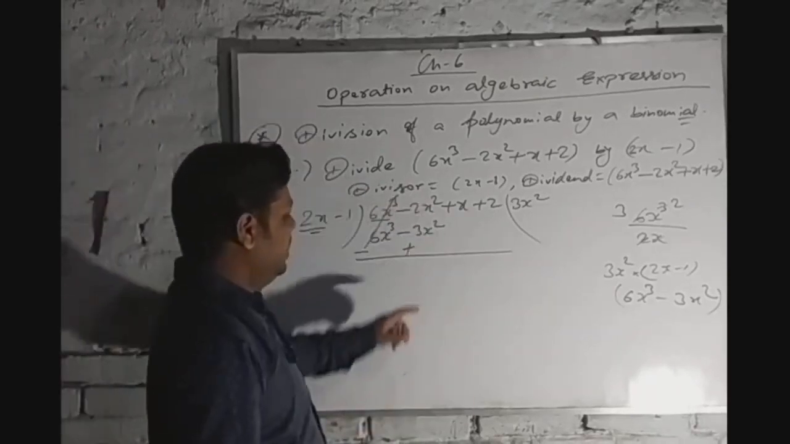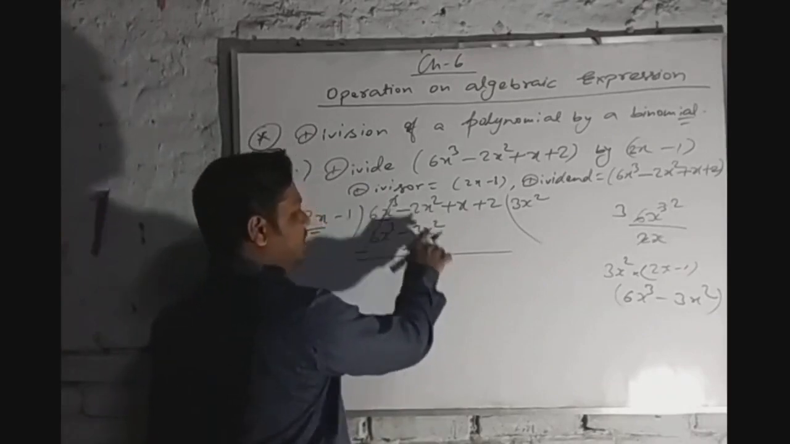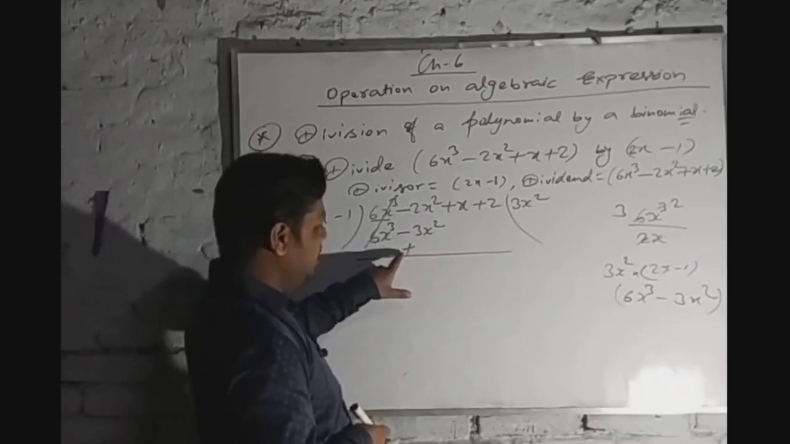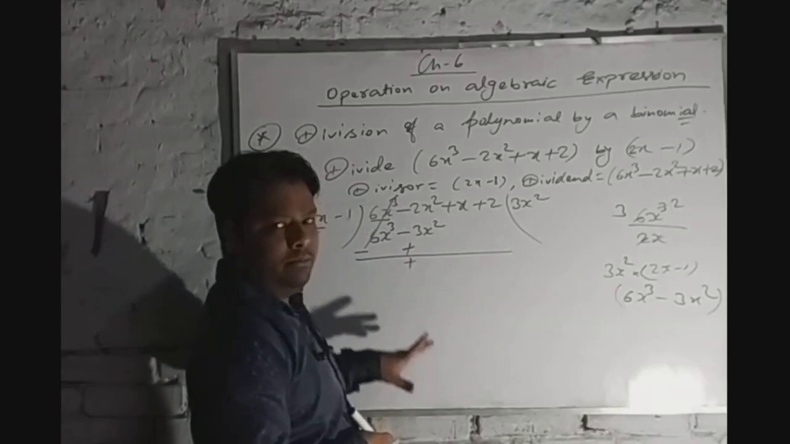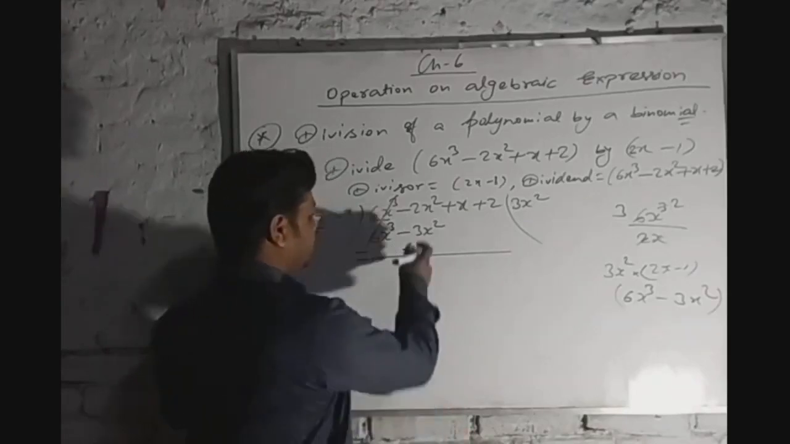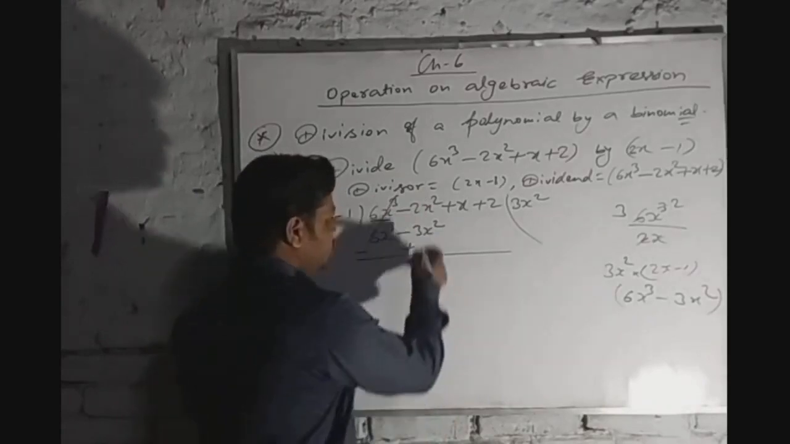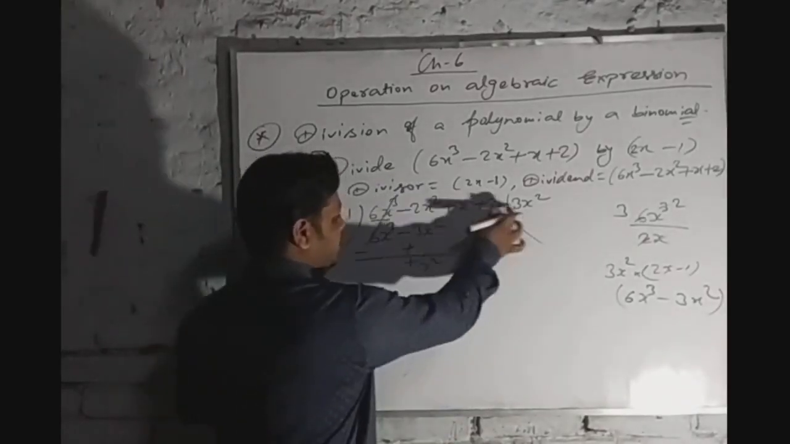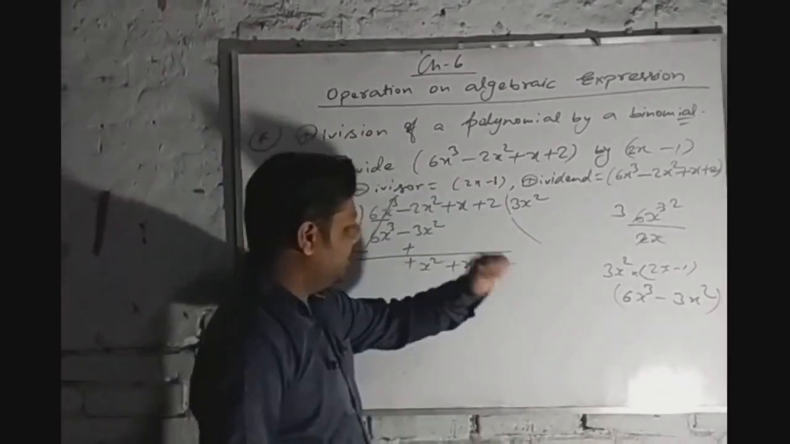The 6x cube terms cancel out. Now both are like terms, x square and x square. Which one is greater? 3x square, which has the plus sign, so we write plus. Now we subtract: 3 minus 2 is 1, but 1 we will not show, so we write only x square. The rest of the terms we bring down: x square plus x plus 2.